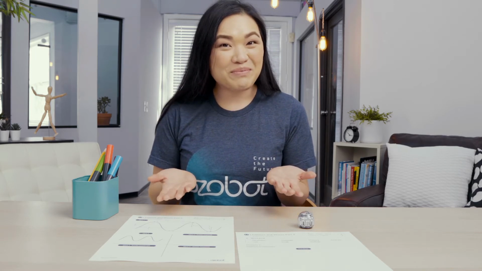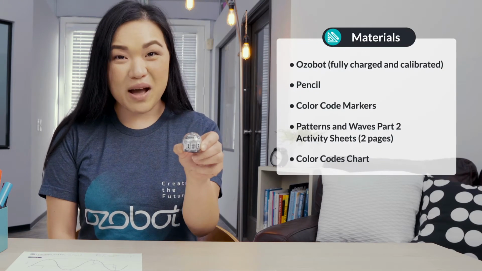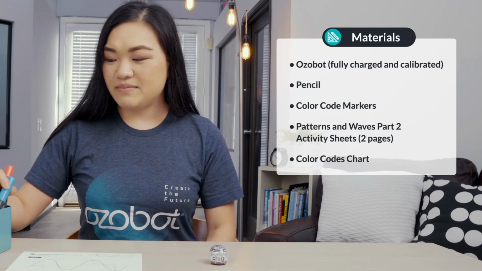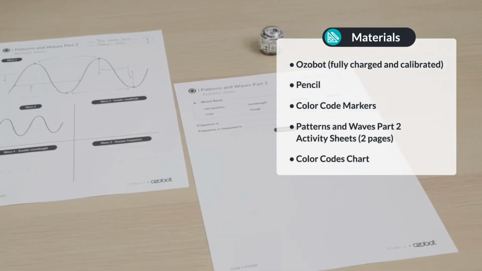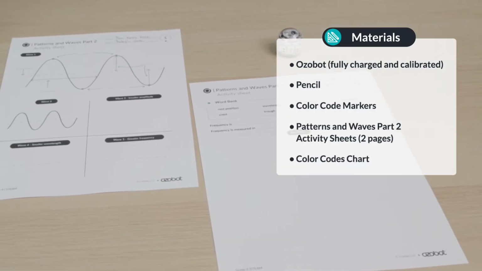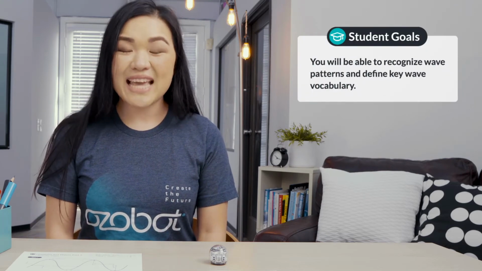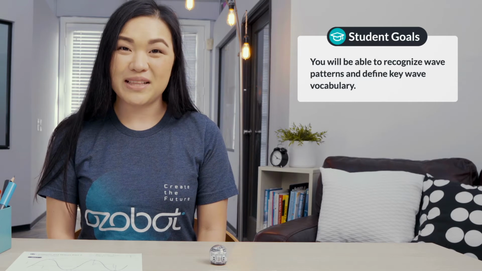Or do you? For today's lesson, you will need an Ozobot, fully charged and calibrated, a pencil, color code markers, your patterns and waves activity sheets. Make sure to have both pages and a color code chart. After today's lesson, you will be able to recognize wave patterns and define key wave vocabulary.